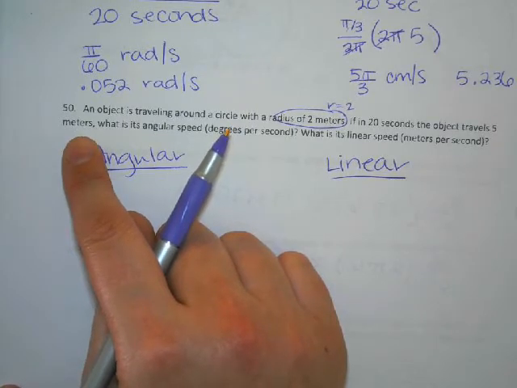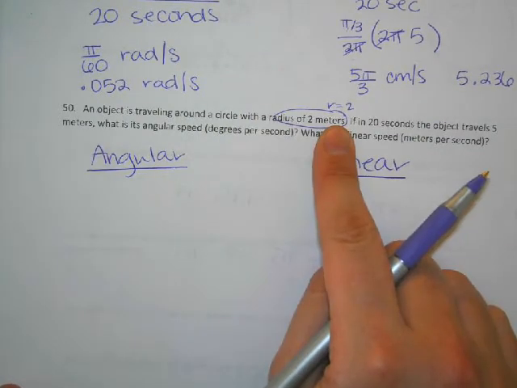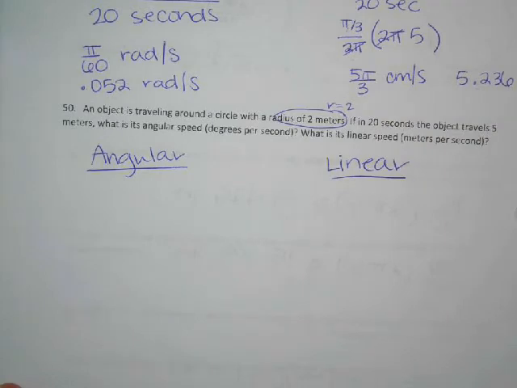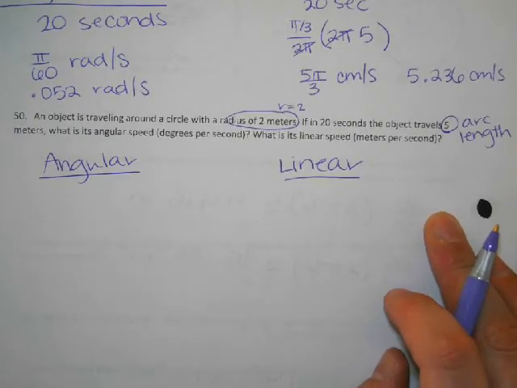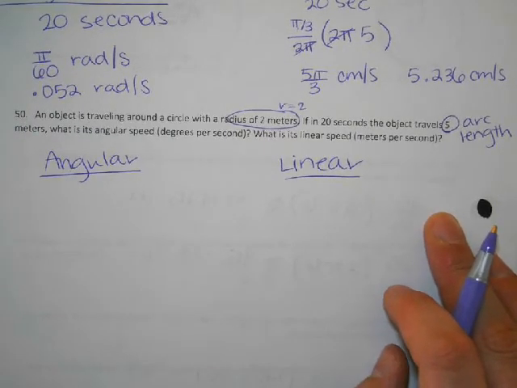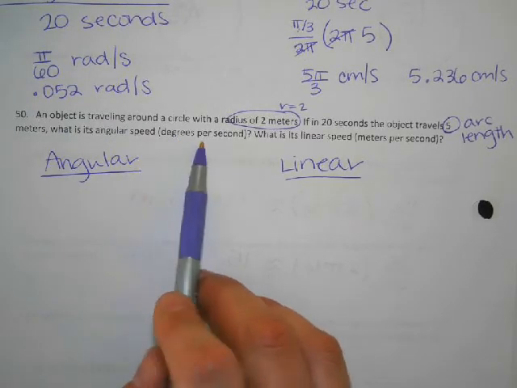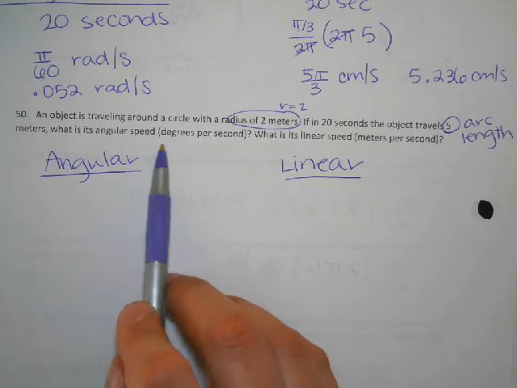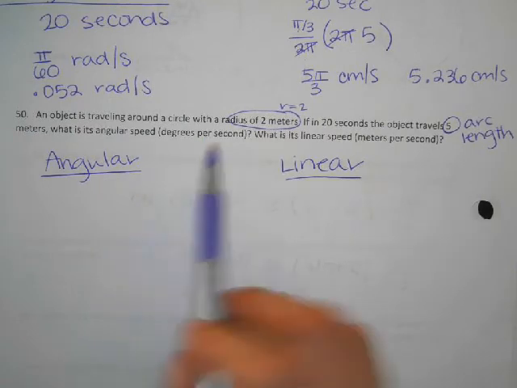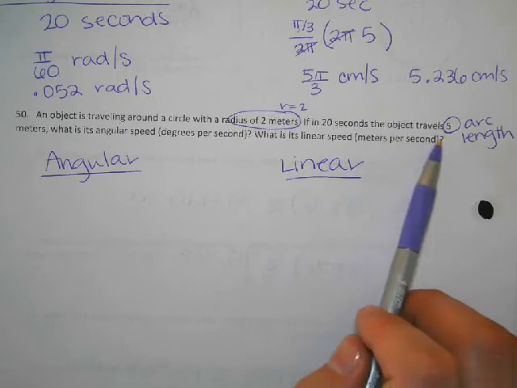What did they just give us? No, the radius was 2. So it's traveling around the circle, and it traveled 5 meters. They gave us the arc length. Okay? So I'm going to label this 5 as the arc length. We don't have to find the arc length this time because they gave it to us. What is the angular speed? They said degrees per second. They don't want radians this time. And what is the linear speed? They want meters per second.